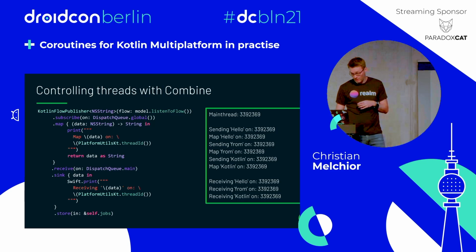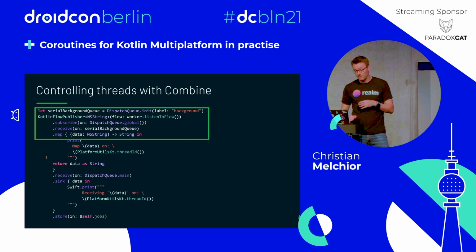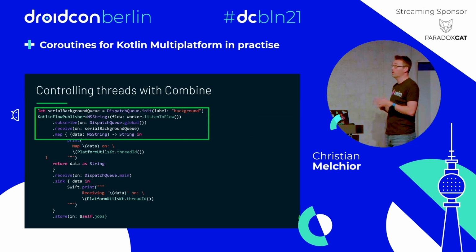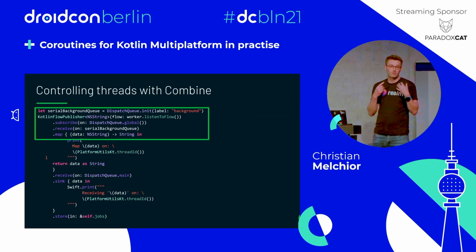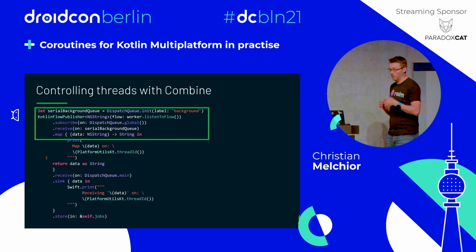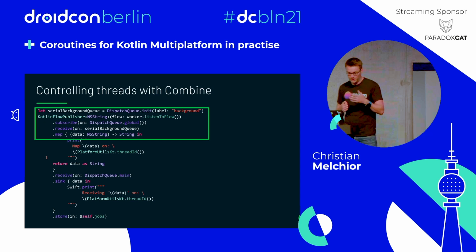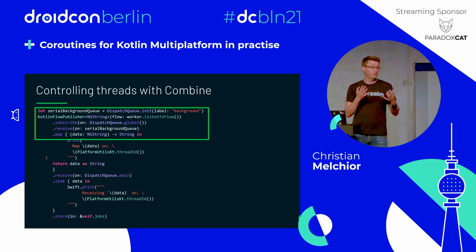So basically, if we want to do work on iOS on a different thread than whatever was emitted from Kotlin, then as soon as we receive elements from this Kotlin flow publisher, we have to move them to whatever thread we want to do the work on.